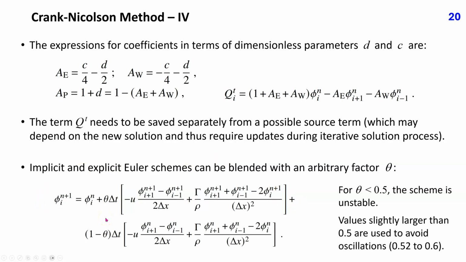For theta smaller than 0.5, the scheme is unstable. Values slightly larger than 0.5 are used to avoid oscillations, between 0.52 and 0.6.